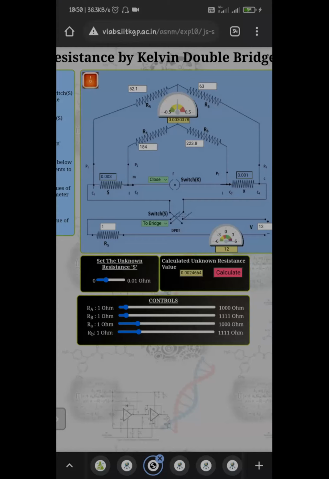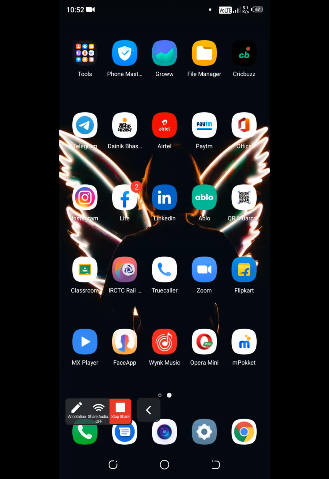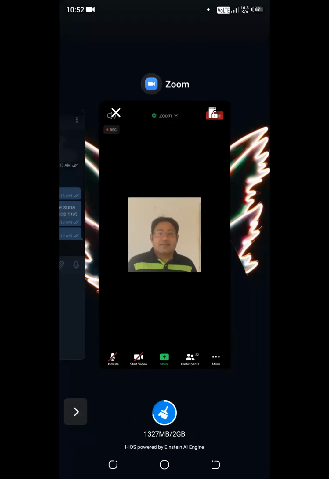So I think you all understand the Kelvin double bridge. This is the experiment. So guys, does anyone have any question? Because only 1 minute is left.